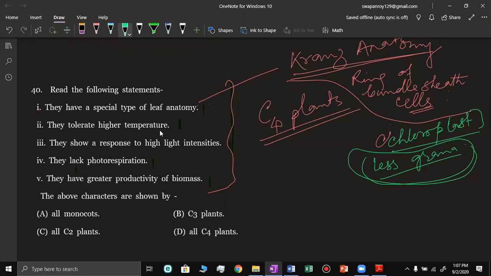Okay, they tolerate higher temperature. Yes, they are adapted to high temperature. They show response to high light intensity also. At higher light intensity and high temperature, they can carry out their photosynthesis efficiently, and they lack photorespiration. This is a very big advantage, and they have greater productivity of biomass. All these characters we find in the C4 plants.